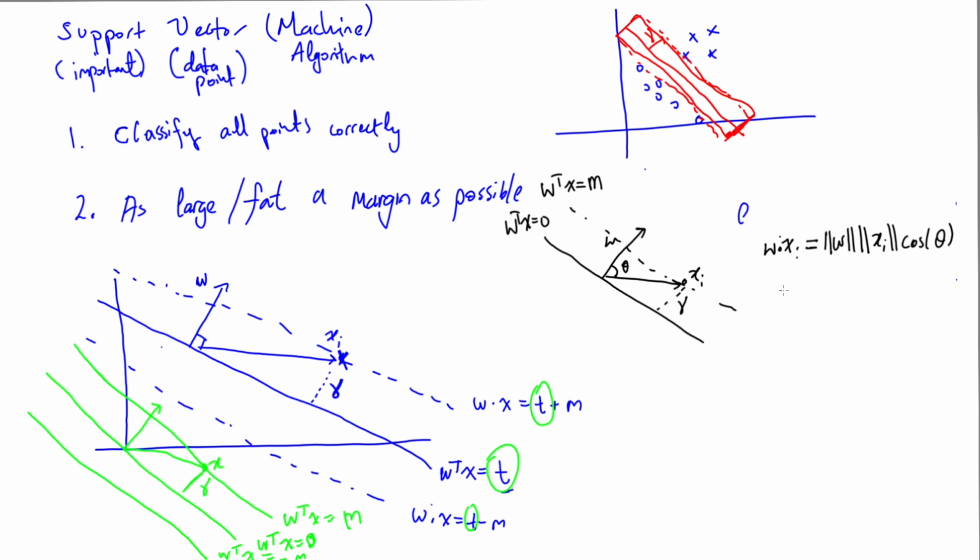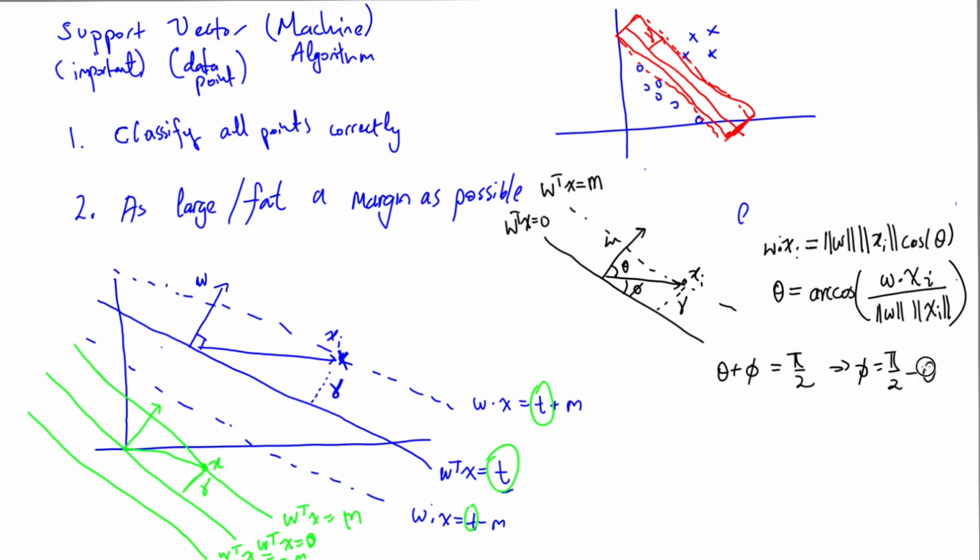And if we rearrange this, we can write theta is equal to arc cosine of W dot Xi over the length of W times the length of Xi. Okay, which is what we did in the previous tutorial. Again, in the previous tutorial I defined this quantity phi, and we noted that theta plus phi has to be 90 degrees because W is perpendicular, so the total angle is 90 degrees. So phi must be equal to pi over 2 minus theta.